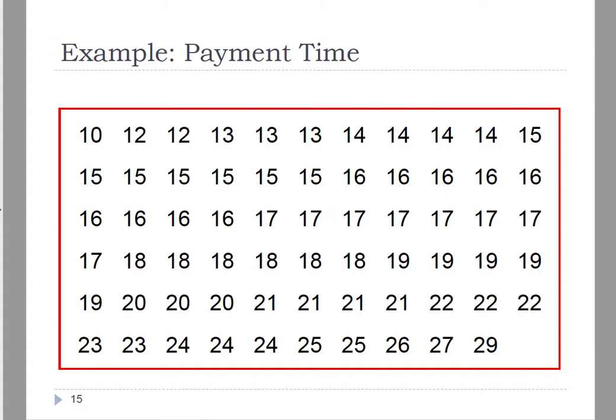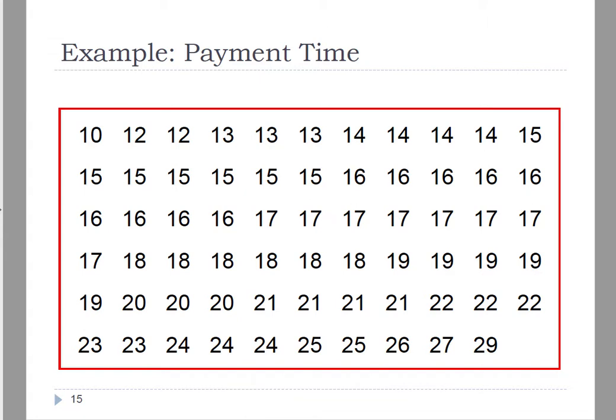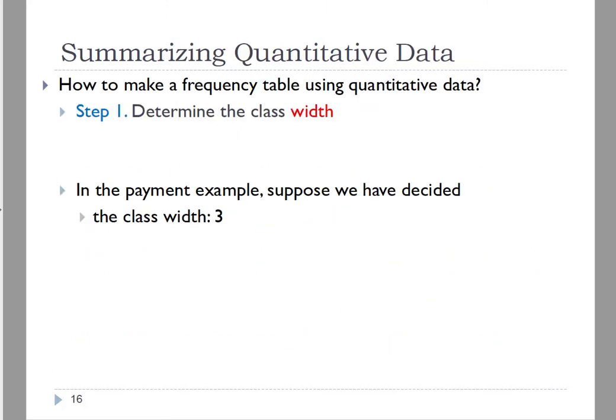So in order to find the width, we're going to take the largest data value minus the smallest and then divide it by how many classes we want. So the largest data value in the set is 29, and the smallest is 10. So we're going to take 29 minus 10 divided by 7. That gives us 2.71. You always want to round up. So that's going to make our class width 3.